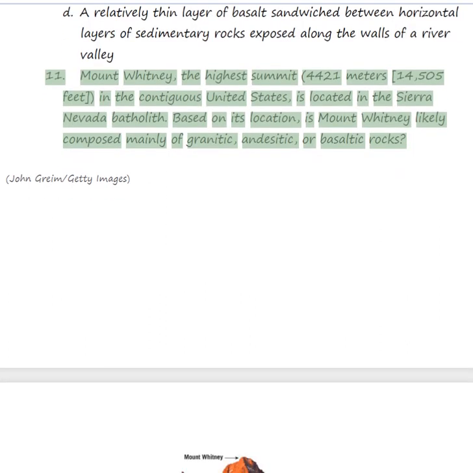11. Mount Whitney, the highest summit in the contiguous United States, is located in the Sierra Nevada batholith. Based on its location, is Mount Whitney likely composed mainly of granitic, andesitic, or basaltic rocks?